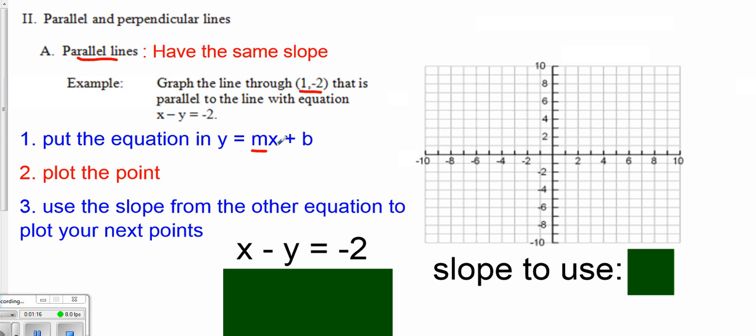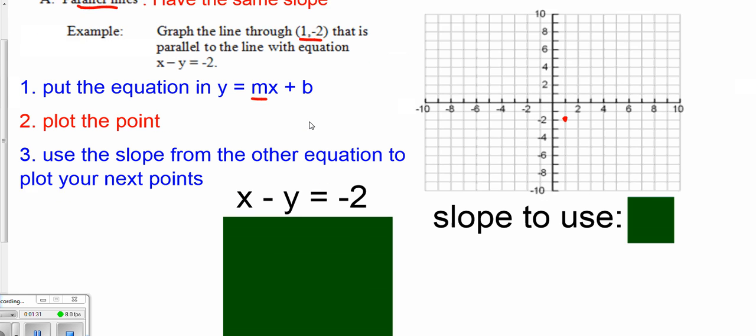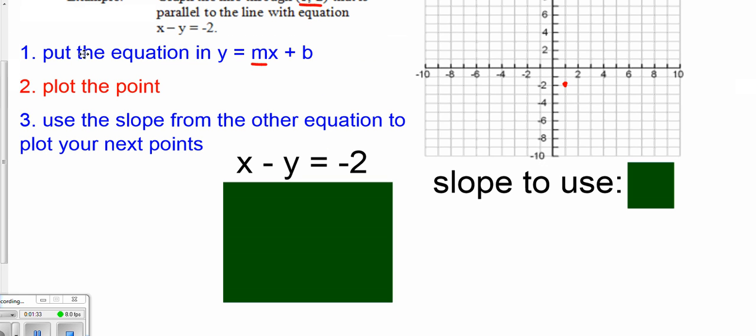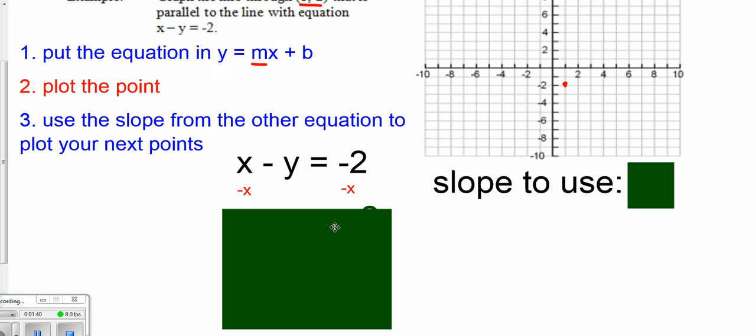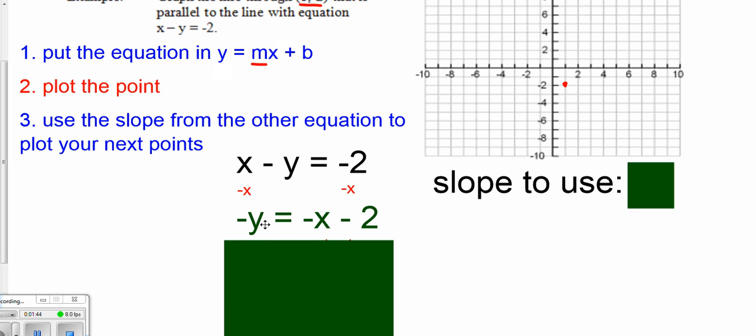We were doing that in our previous examples. To jump the gun here, I'm going to say that 1, negative 2 is right here. Here is our point, so we're already part of the way there towards getting this graphed. We just need to find a slope now. We're going to start with x minus y equals negative 2. We need to get this into y equals mx plus b. We're going to subtract x from both sides, and we'll get negative y equals negative x minus 2.